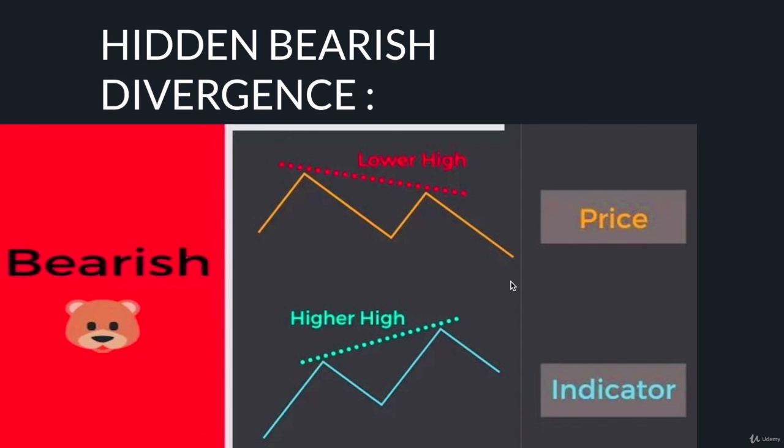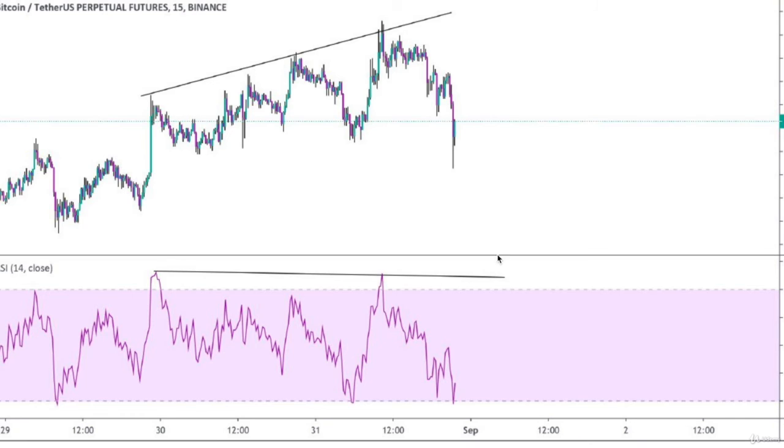Let's move forward. This is again the Bitcoin in the US dollar chart. See, the price is forming higher high and the RSI is forming lower high. What does this indicate? This indicates a sell signal. This is a strong resistance trend line also. The price is constantly tapping and retracing, and the RSI is forming a lower high, which indicates a sell signal. So this was the hidden bearish divergence.